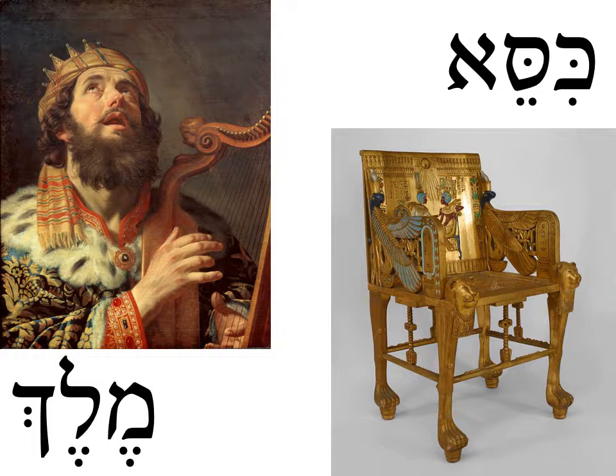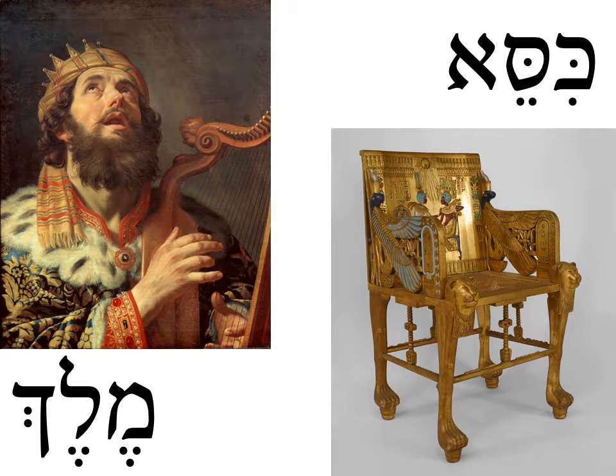Again, you can ignore all of the dots for now. We will learn what they mean in a future video. Kiseh corresponds to this object that looks like it might have come from the tomb of Tutankhamun. Notice how kiseh begins with an initial kaf, a sort of curvy letter. Now look at the word on the left, melech. It corresponds to the picture of King David playing a harp. Melech, which means king, ends in a final kaf.